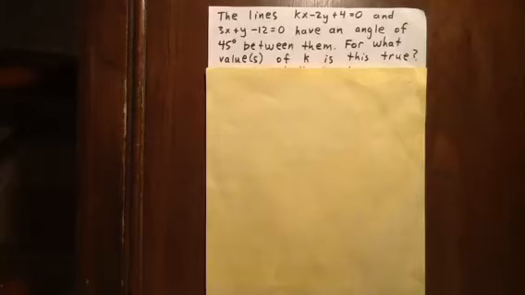In this question, we see that the lines kx minus 2y plus 4 equals 0 and 3x plus y minus 12 equals 0 have an angle of 45 degrees between them. We'd like to know for what value of k this is true.